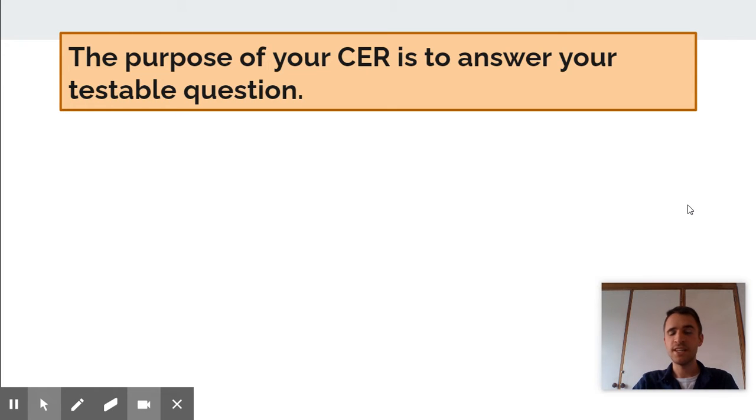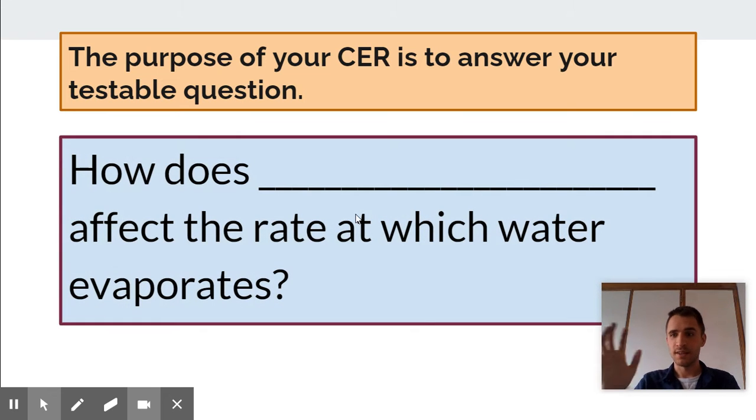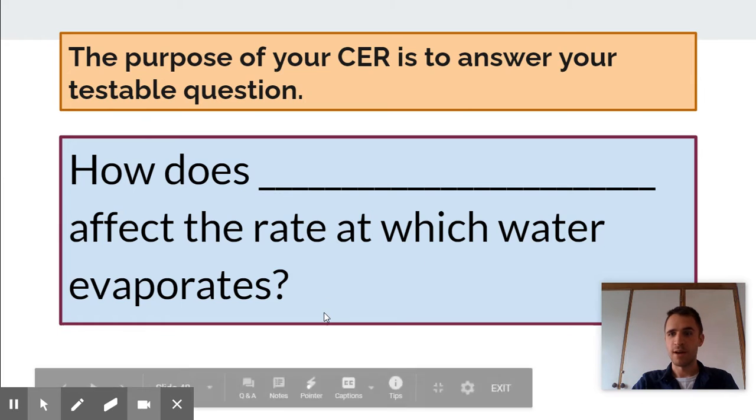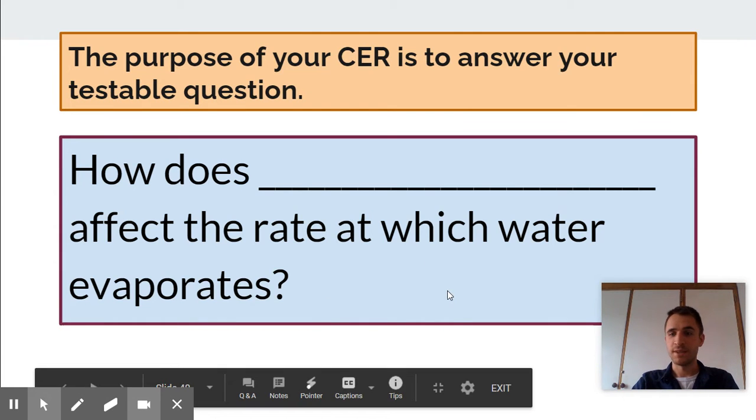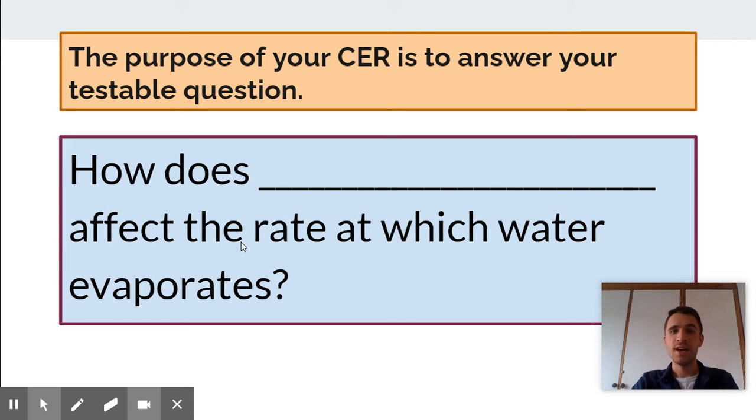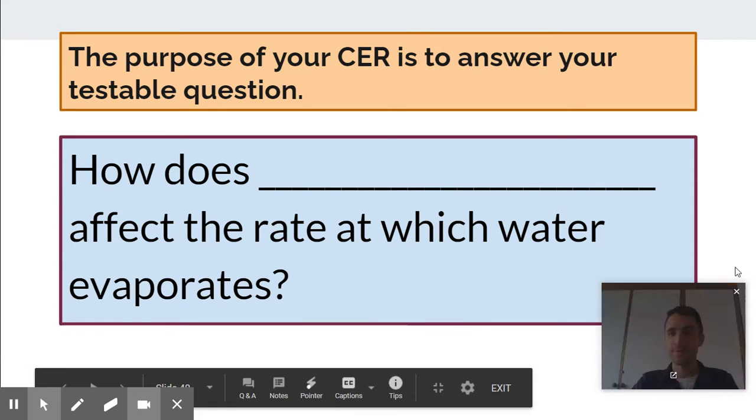Remember, the purpose of your CER is to answer your testable question. So go back and look at what your testable question is, because it's going to help you frame your CER. How does blank affect the rate at which water evaporates? For my example, I did on the data table video, I did altitude. So how does altitude affect the rate at which water evaporates?